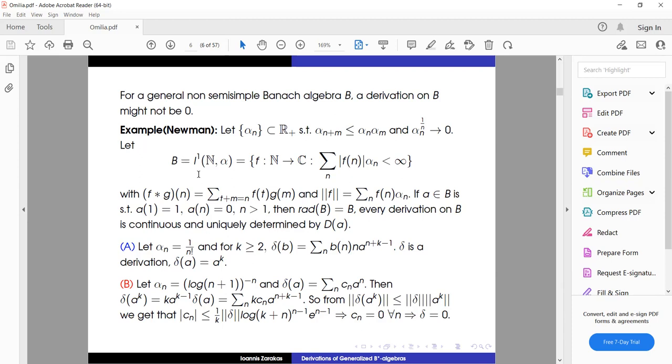It is the Newman example, which says that if we have the Banach algebra L1 of (alpha n), the functions summable with respect to a weight alpha n, a positive sequence satisfying these properties here, then in this algebra, which is far from being semi-simple, on the contrary, the radical is the whole of B, we can have examples by taking different sequences alpha n, as alpha in blue and B in red point out, and finding derivations on this algebra B which are non-zero, and also another derivation in B red which is zero. So in the non-semi-simple Banach algebra setting, of course, we can have non-zero derivations.